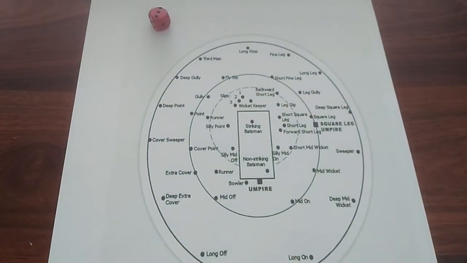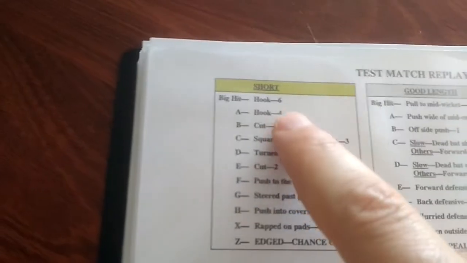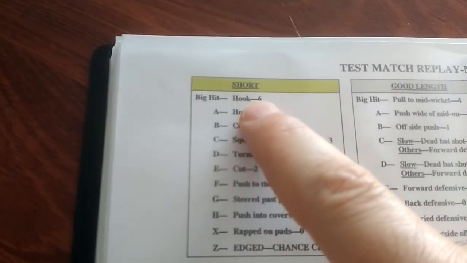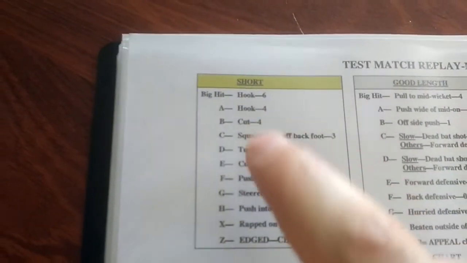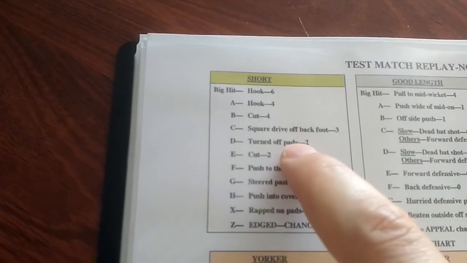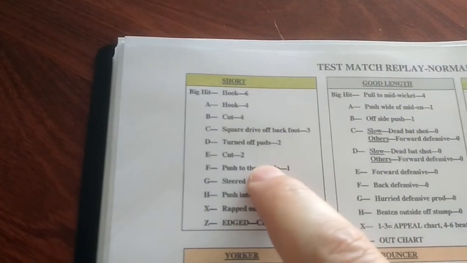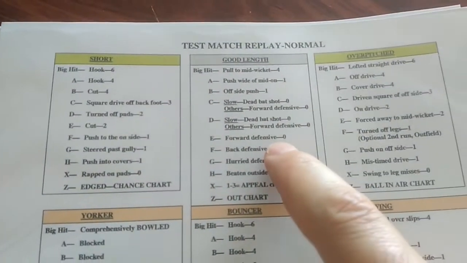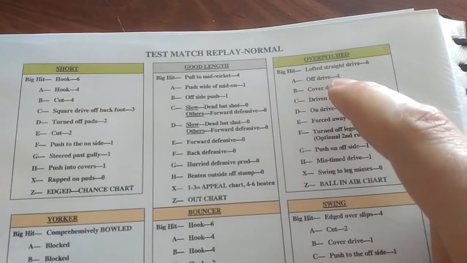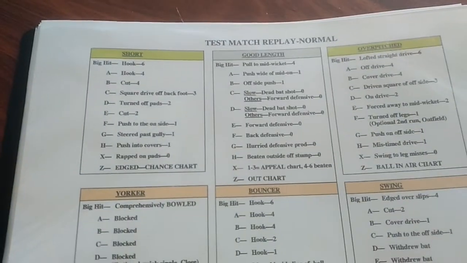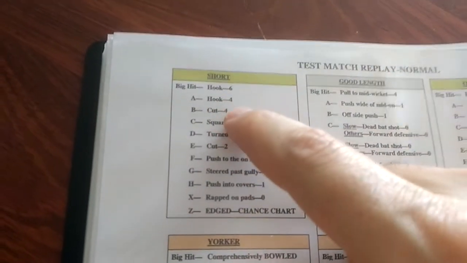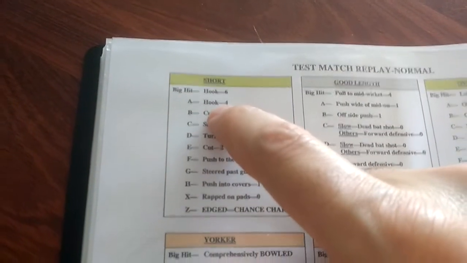But in international cricket, there are obviously these charts. And if you see down here, you've got different shot types like hook, cut, square drive, turned off the pads, push onto the onside. We have defensive, off drive and cover drive. We have a lot of these different shot types. So say for instance up here, you had a short ball and you hooked it for 4.